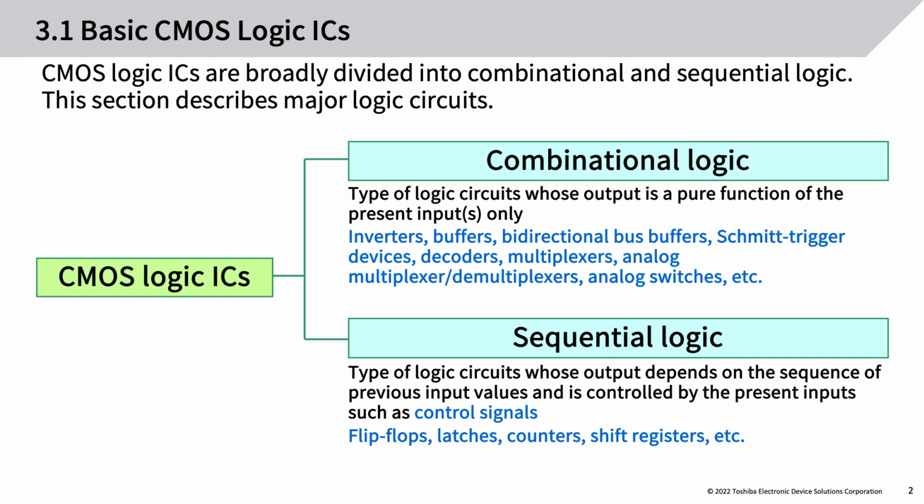Combinational logic. Type of logic circuits whose output is a pure function of the present input only. Includes inverters, buffers, bidirectional bus buffers and more. Sequential logic. Type of logic circuits whose output depends on the sequence of previous input values and is controlled by the present inputs. Includes flip-flops, latches, counters and more.